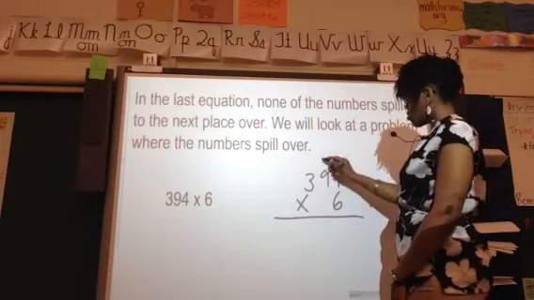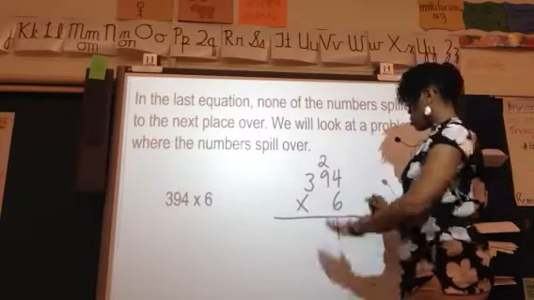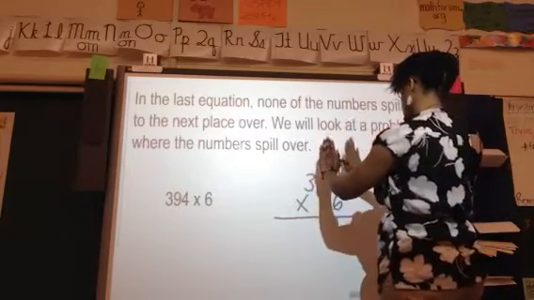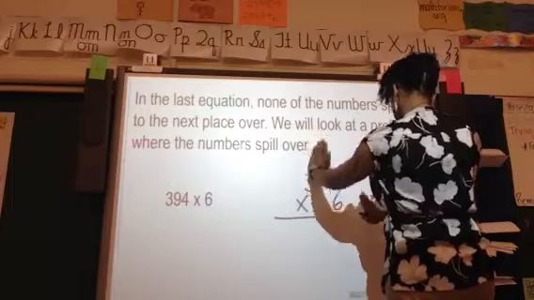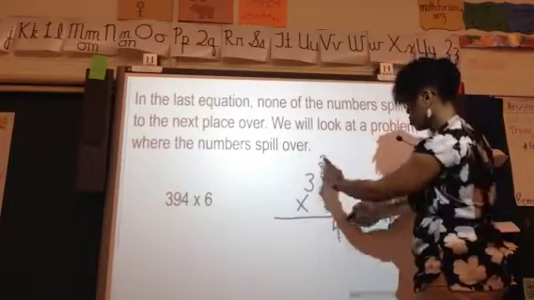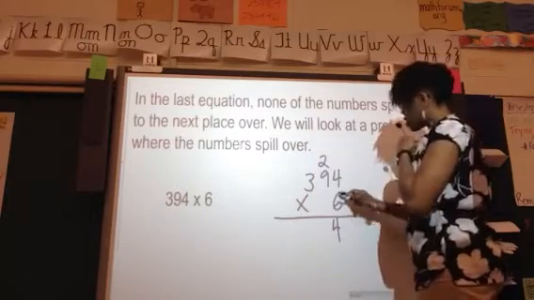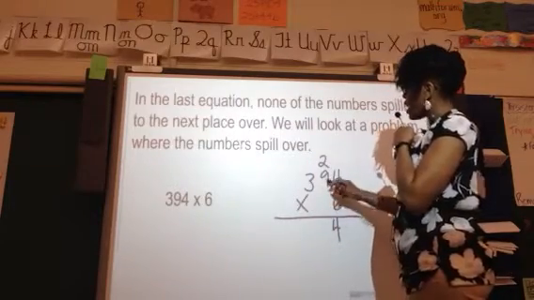6 times 4 is 24. The 2 goes up here, right above the tens place, and the 4 goes down here in the ones place. So you write that 24, but then you just write it like this. 24, still looks like 24. Don't make that mistake of switching those 2 numbers, and then you'll have 42, and that's not right. 24.